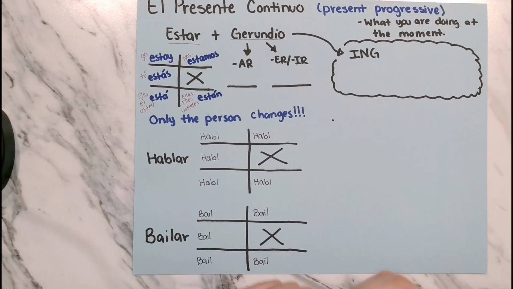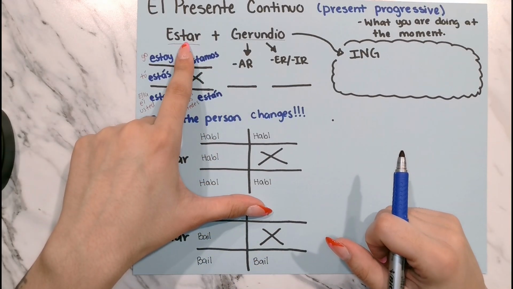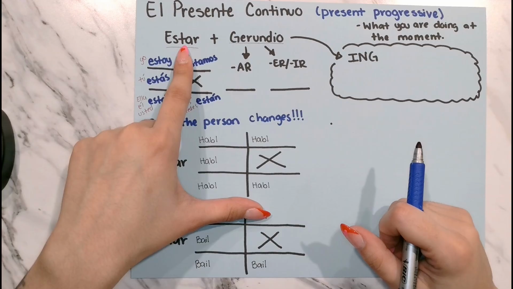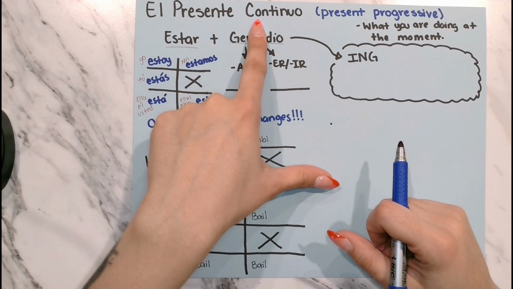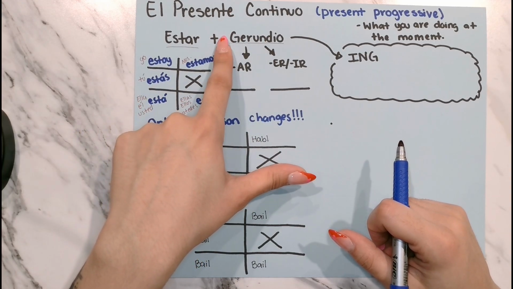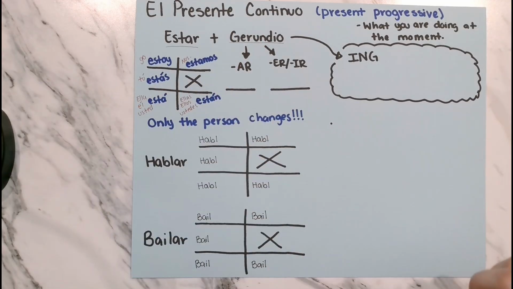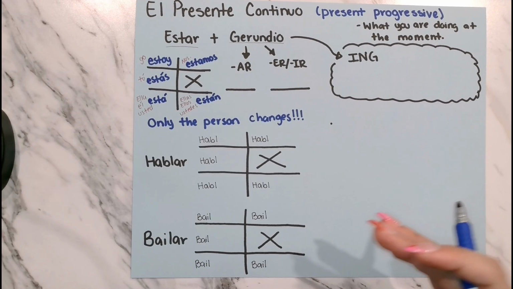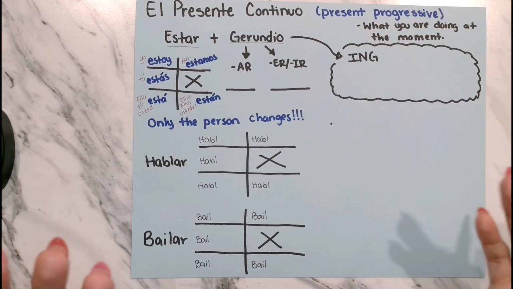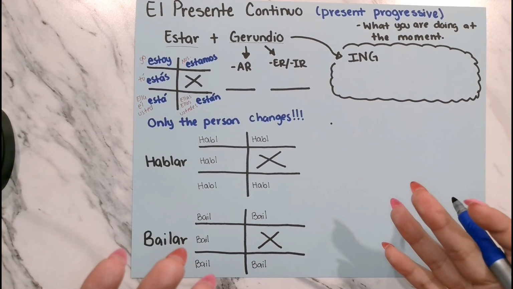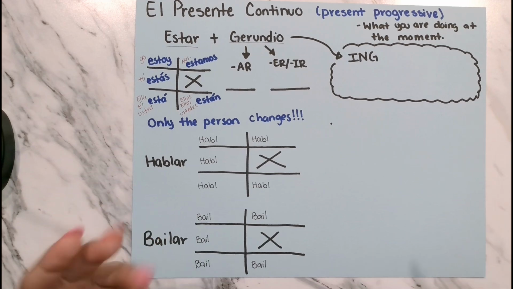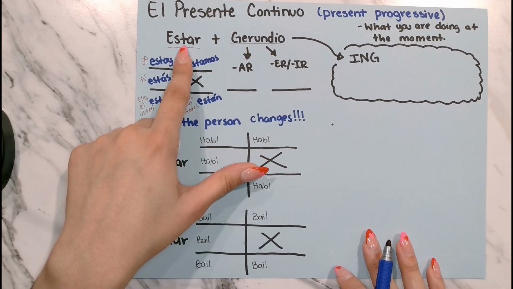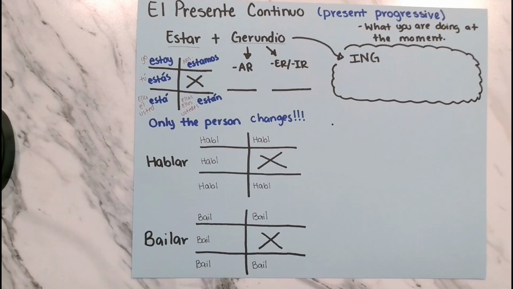Okay? Now, it is not going to be ser because el presente continuo is what we're doing at this moment, and it could change at any point. Right now, I am writing, but then in the next 5 seconds, I'm going to be drawing, and then the next 10 minutes, I'm going to be talking. Those things are going to change, which is why we use estar and not ser.